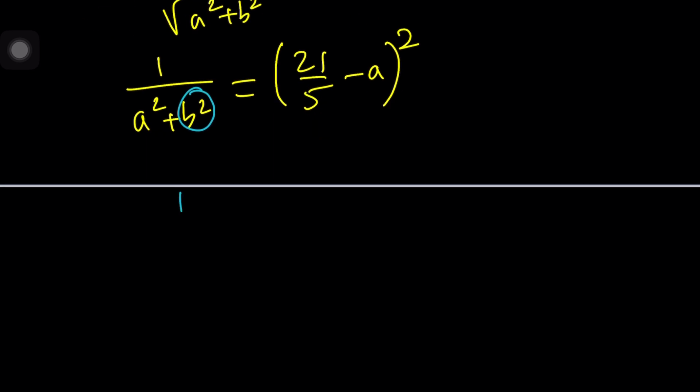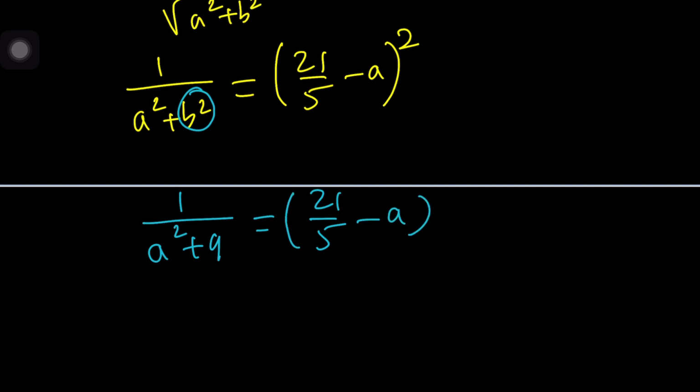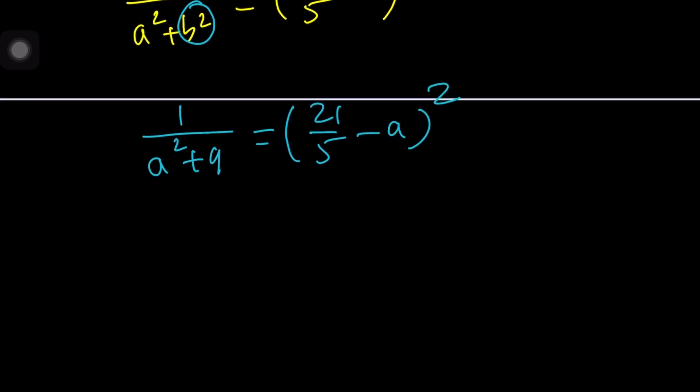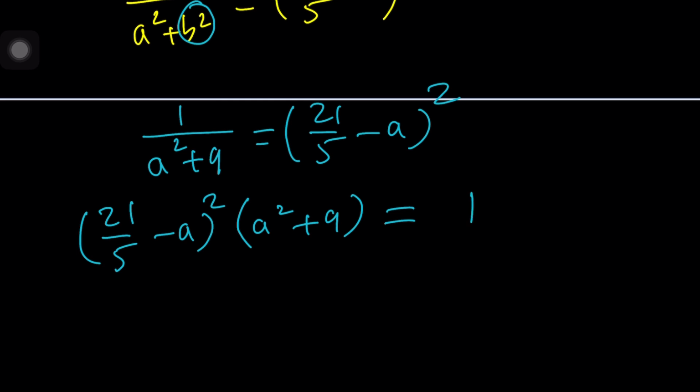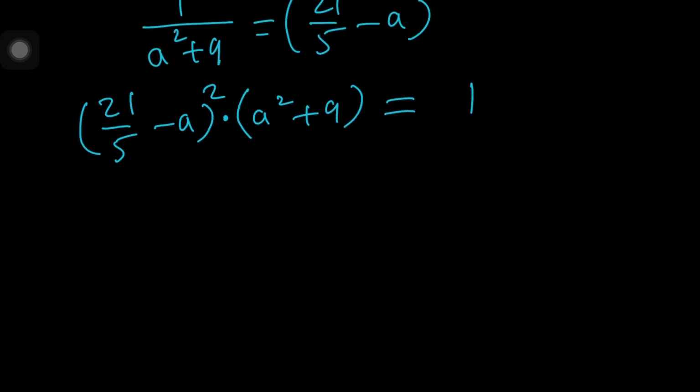That's going to give me 1 over a squared plus 9. And then on the right-hand side, I have this. Oh, I was expecting to get something nicer. But anyways, we kind of got stuck with a quartic. How nice. So let's see. We cross multiply next. By the way, I'll show you the result from Wolfram Alpha at the end. Let's see if you can find the result from Wolfram Alpha, okay?